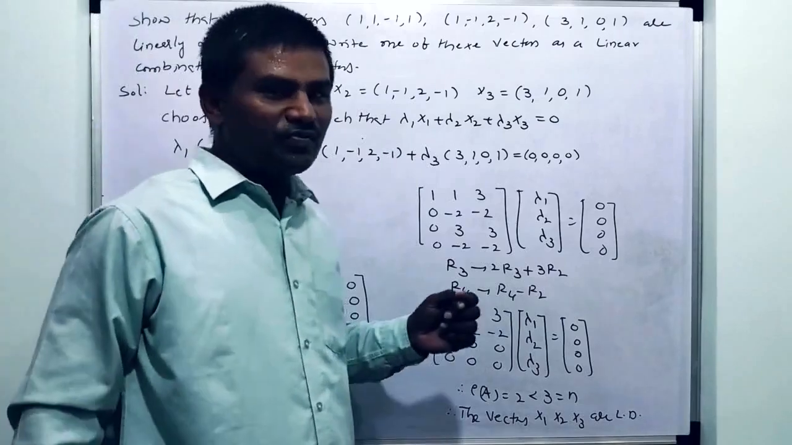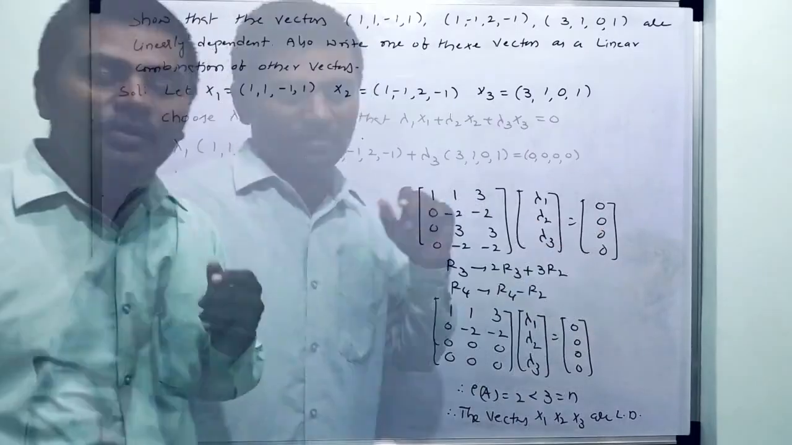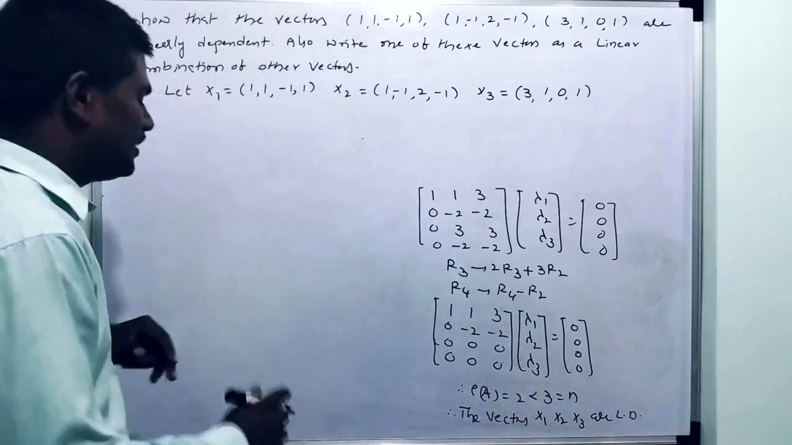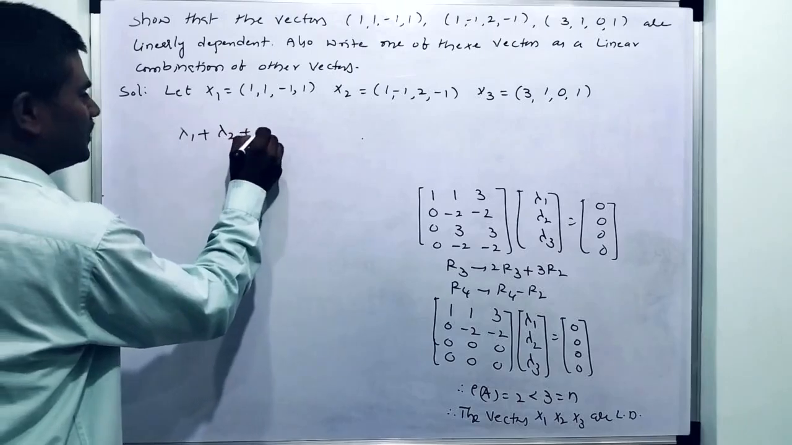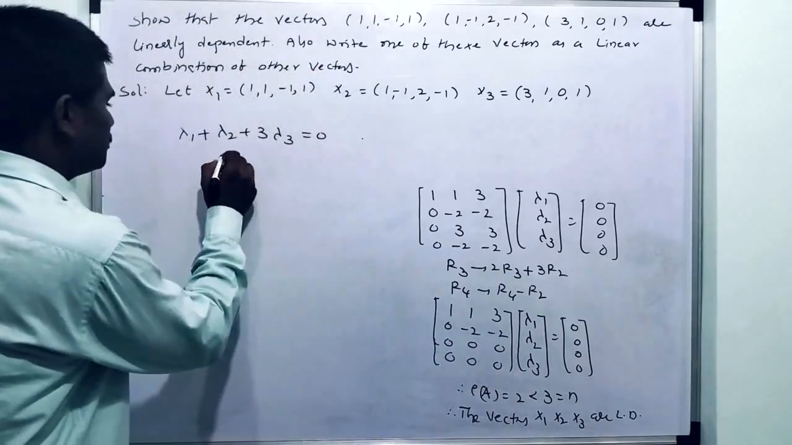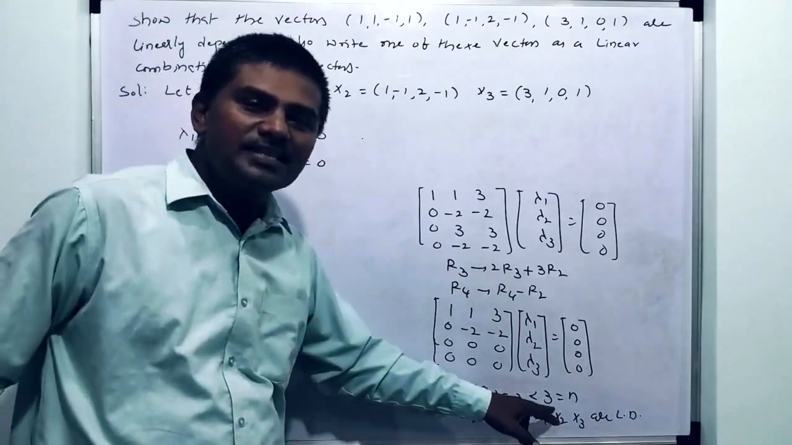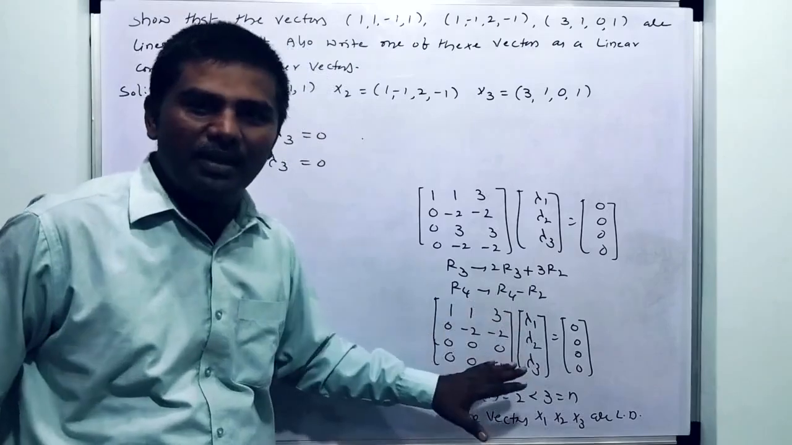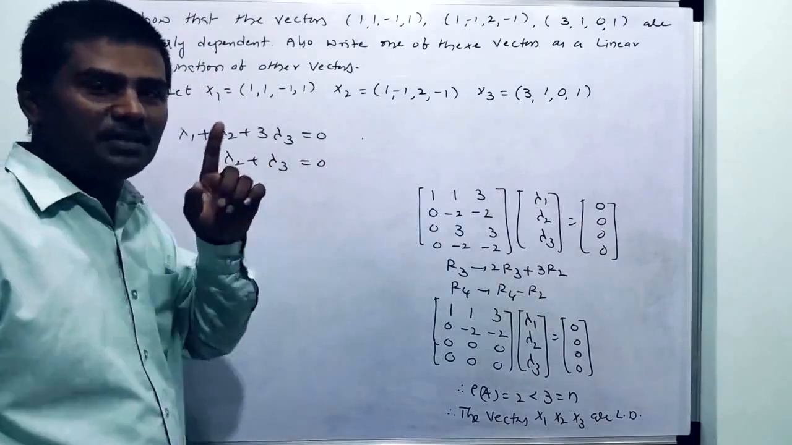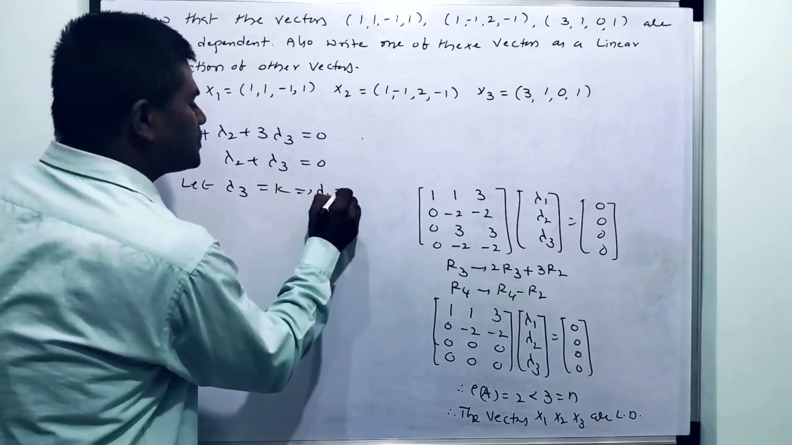Okay. Now, let us find how to write one of these vectors as a linear combination of the other vectors. To find the values of λ1, λ2, λ3, let us write the equations. That means λ1 plus λ2 plus 3λ3 equal to 0 and λ2 plus λ3 equal to 0. As the rank is less than the number of unknowns, the system has infinite solutions and we have to consider one variable as a constant. Let λ3 be equal to k. That implies λ2 becomes minus k.